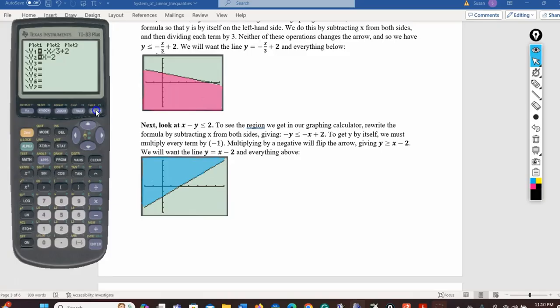Okay. Now in the standard window you can see, well, maybe not, but for this one here, we wanted the line and below. So I'm going to put them in the same graph. So we wanted the line and below. And then for this one here, we wanted the line and above.